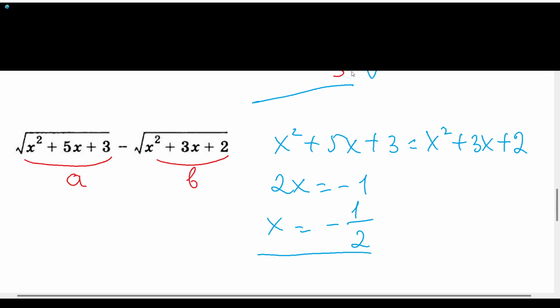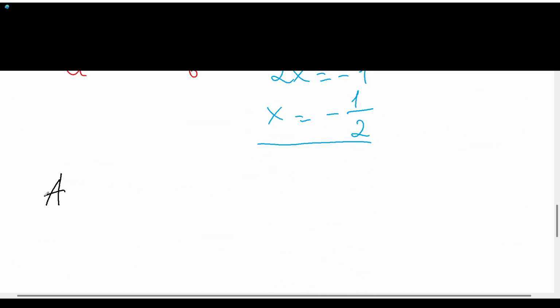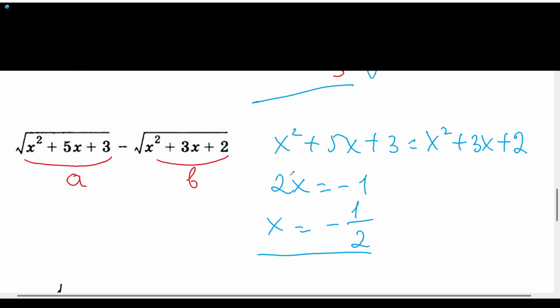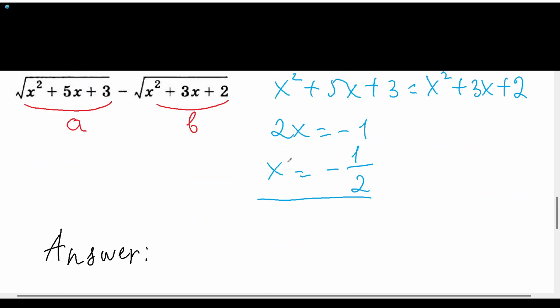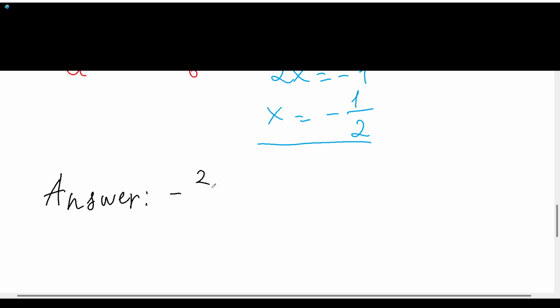And we can summarize by rewriting the answer. The answer will be minus 2 over 3 and minus 1 over 2.